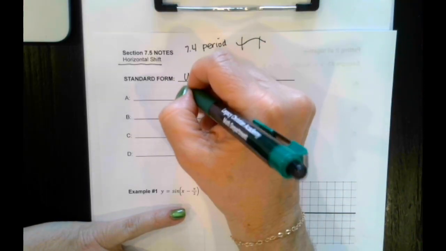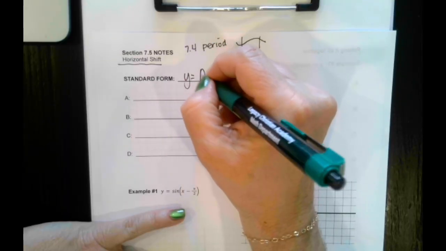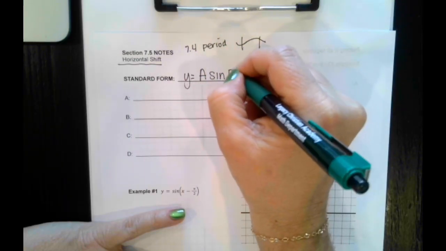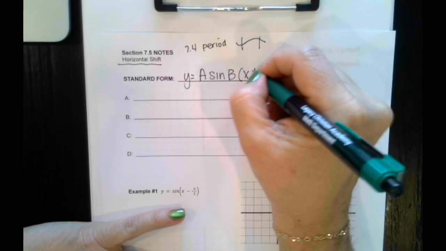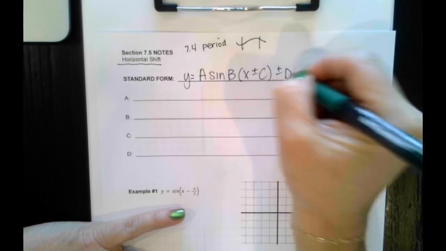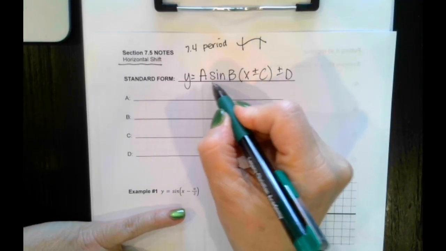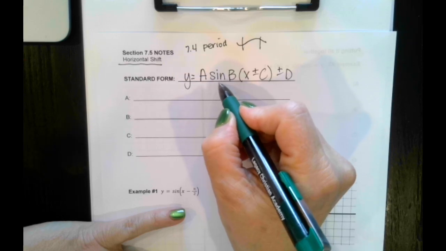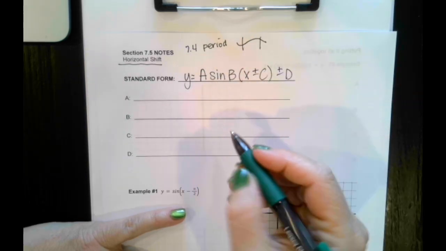So we know our standard form. We've written this a million times. A sine of B, and then I have x plus or minus c, plus or minus d. And remember, I'm writing sine, but this can be any of your functions: cosine, tan, any of them. Okay, so just a little review.